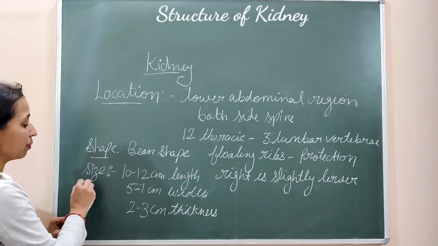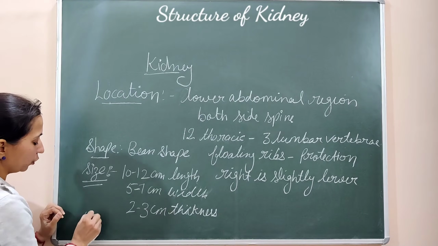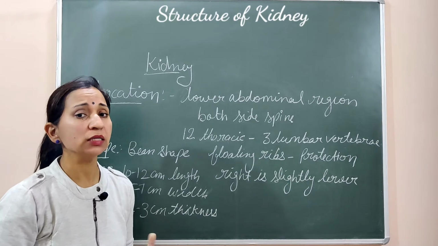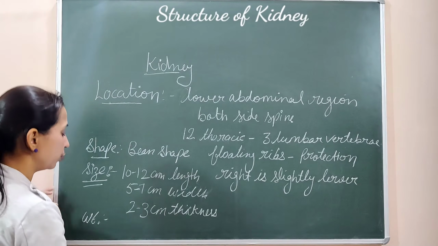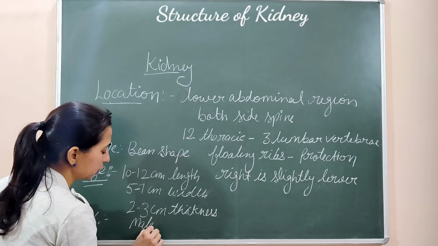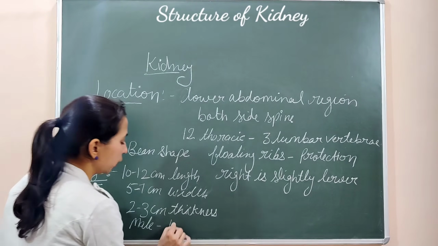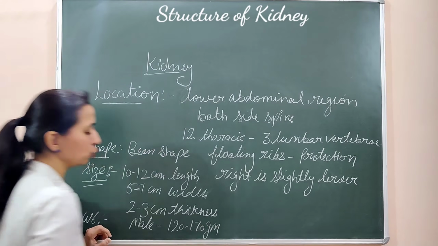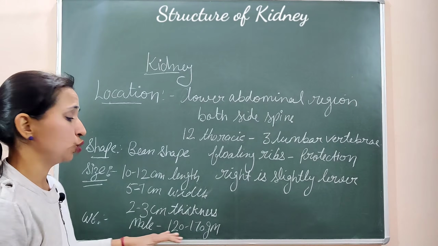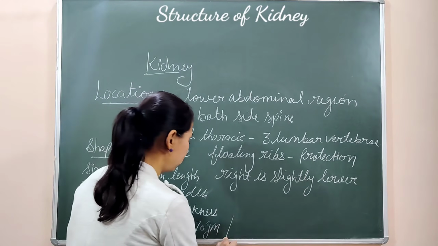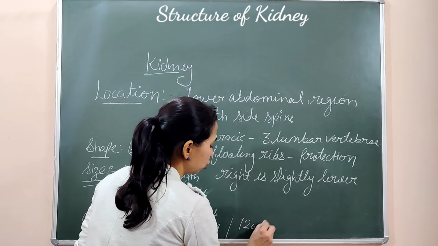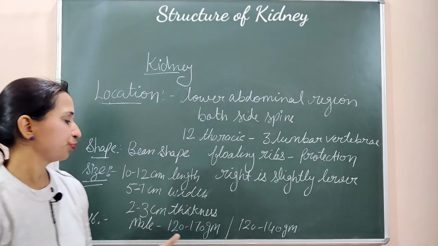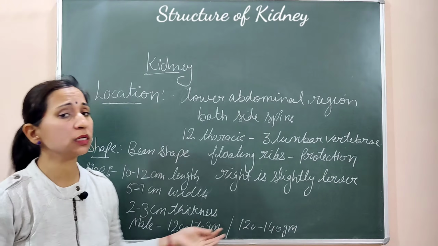और अगर हम weight की बात करें, if we talk about the weight of the kidney also, the kidney is heavier in male as compared to female. मेल के अंदर किडनी का जो हमें weight मिलेगा वो 120 to 170 gram है. In the case of male, 120 to 170 gram, whereas in the case of female, the weight is 120 to 140 gram. So kidney is lighter in case of female as compared to male.